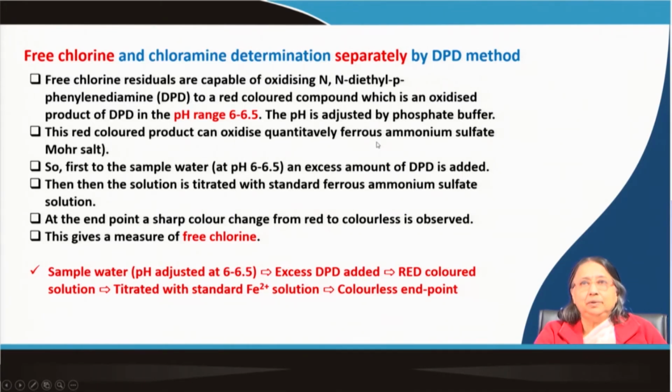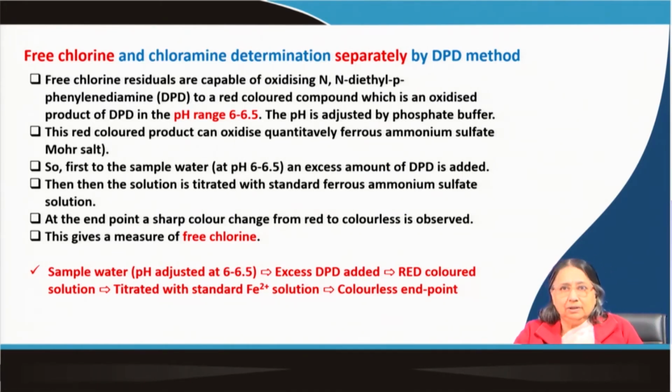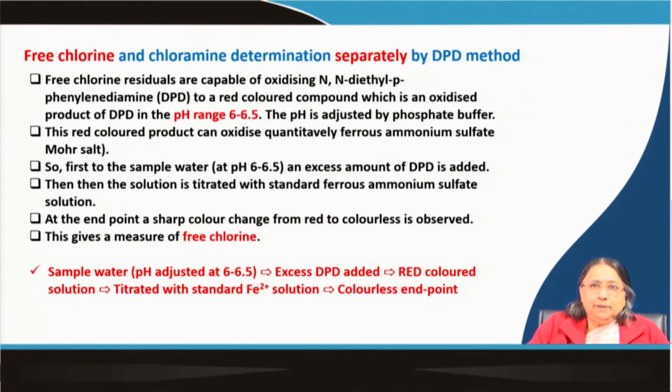So, you can prepare the standard with known concentration of Fe2 plus, and you can titrate the red colored complex that is produced in your conical flask, say for example, and then how much Fe2 plus is required you can see from the titration. Then you can easily calculate how much actually chlorine was there to oxidize the DPD. So, it is very nice.